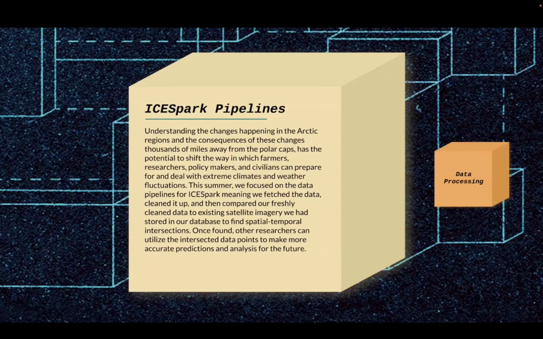Deciphering the meaning of all that satellite data we have access to is the key to understanding what we can do better in preparation for climate changes that will likely happen in the near and distant future. During this summer, I was focused on data pipelines, which entailed the procuring of raw satellite readings and imagery, processing that data, and then putting that data to work by finding spatiotemporal intersections with already existing data sets from other satellites.